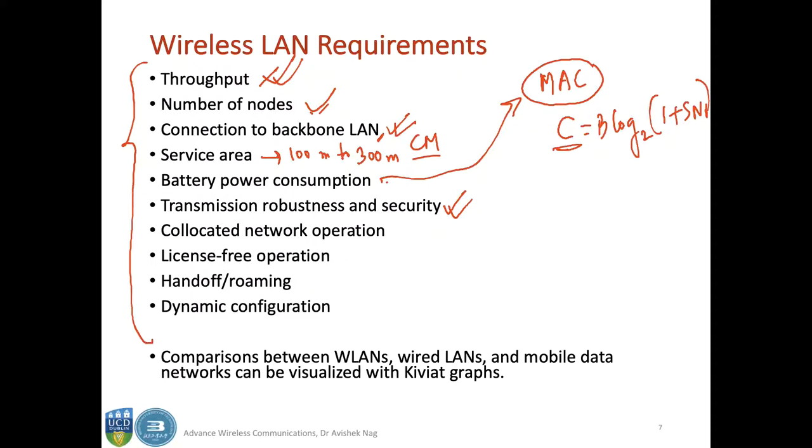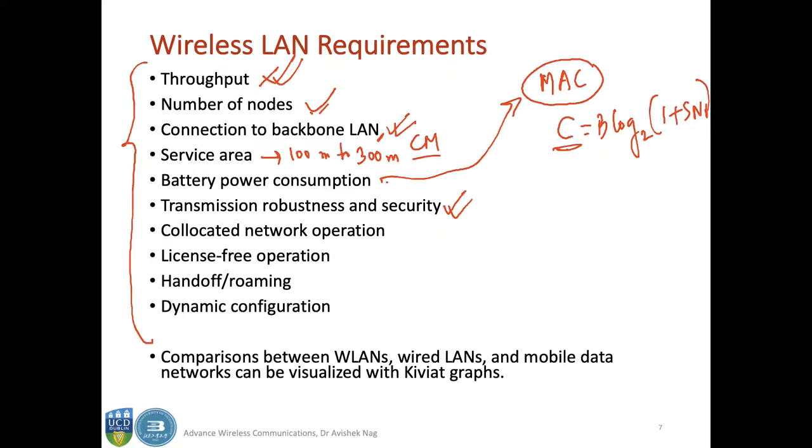And then finally, you should have dynamic configuration. So in a wireless LAN, the MAC protocol again should address and accommodate the network management aspects of the LAN, and therefore it should permit dynamic and automated addition, deletion, and relocation of the different devices. So when new devices are getting attached to the LAN, and some devices are getting deleted from the LAN, or you are relocating from one LAN to another, all these things should happen dynamically. So these are all the requirements of the wireless LAN.